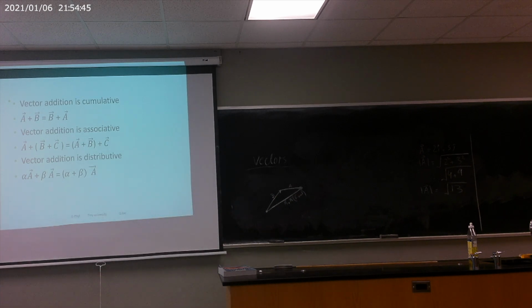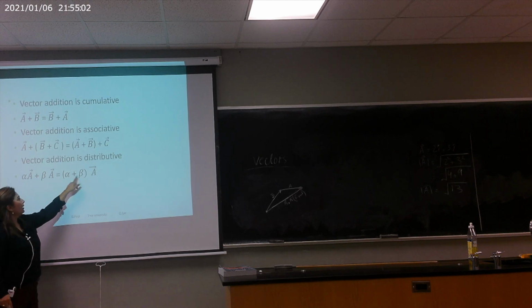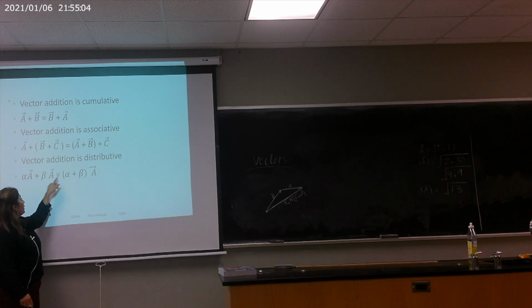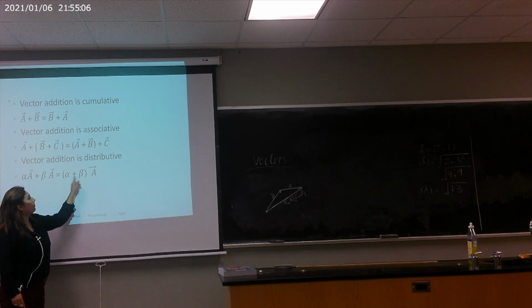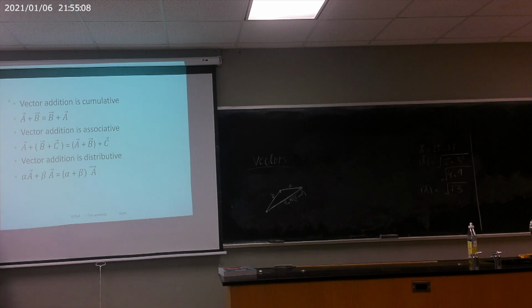Vector addition is associative. A plus B plus C should be equal to A plus B plus C, grouped in any order. And it is also distributive. If you have two constants, alpha and beta, they are not vectors. These are scalars, two numbers. When you multiply them with a vector, they should be distributed. So if they are together, they will apply on A separately.